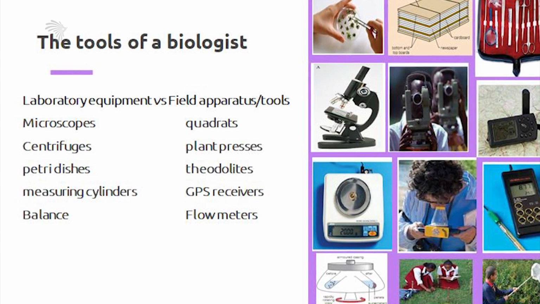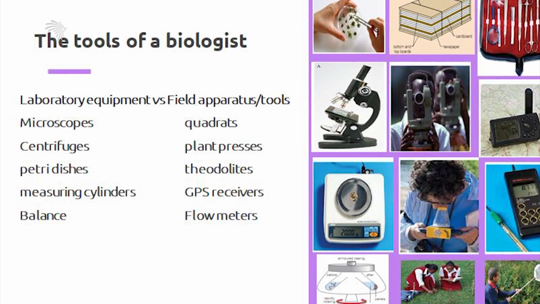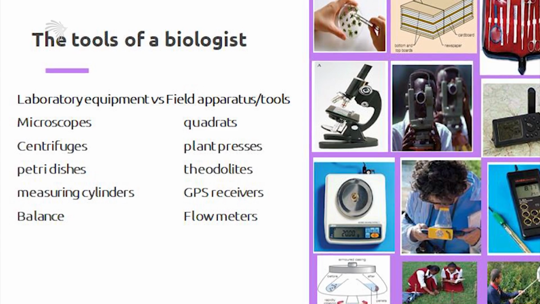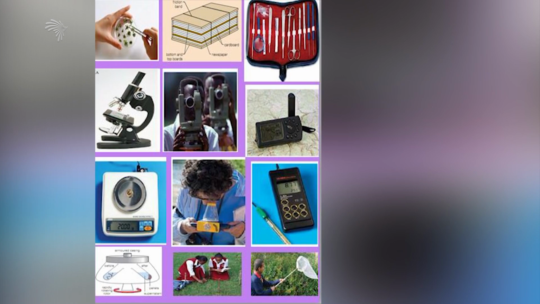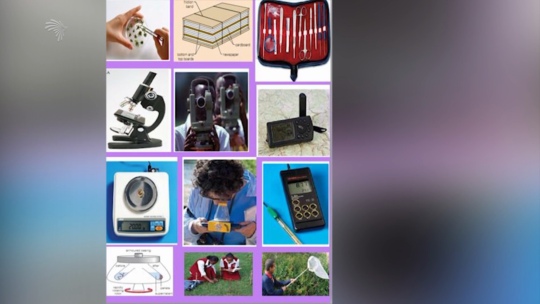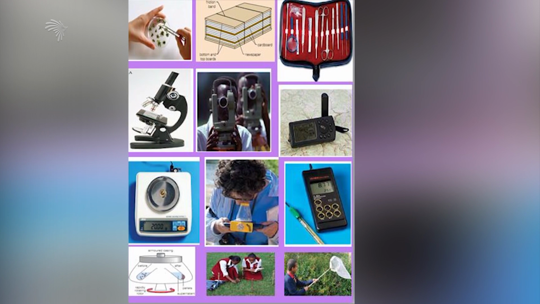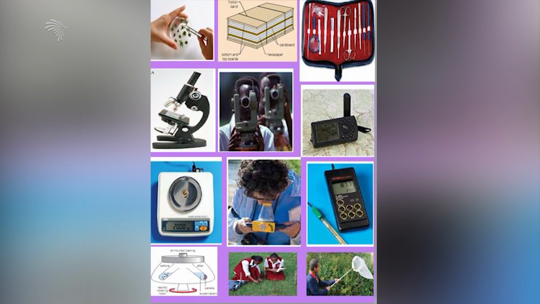To mention some of them, inside the laboratory, biologists use instruments or apparatus like microscopes, centrifuges, petri dishes, measuring cylinders, balances, and the like. All these instruments have their own specific tasks. A microscope is used to magnify small creatures at different magnification sizes. A centrifuge is used to separate solid and liquid.